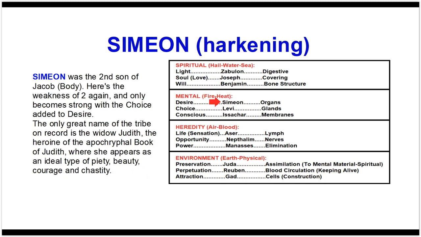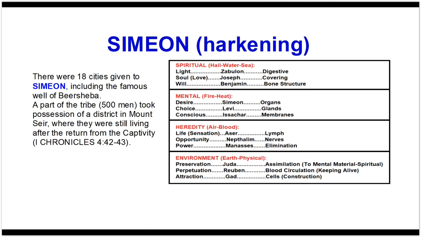Simeon was the second son of Jacob, body. He is the weakness of two again, and only becomes strong with the choice added to desire. The only great name of the tribe on record is the widow Judith, the heroine of the apocryphal book of Judith, where she appears as an ideal type of piety, beauty, courage and chastity.